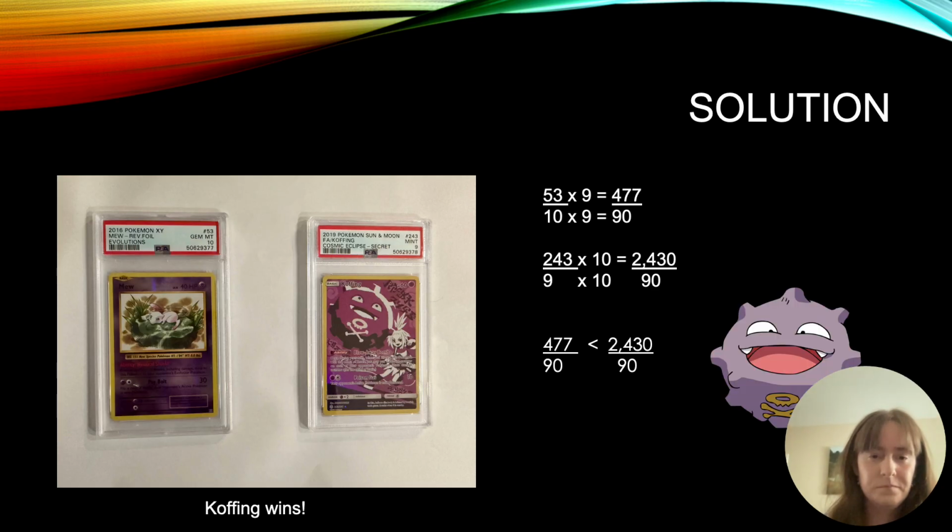Okay, so 53 times 9 is 477. 10 times 9 is 90. That should be familiar. We saw that last time. 243 times 10 is 2,430. 9 times 10 is 90. So, which one now is larger? 477 or 2,430? Exactly. So 477 over 90 is less than 2,430 over 90. Koofing wins. Look at he's so happy. Look at the little body smiling.